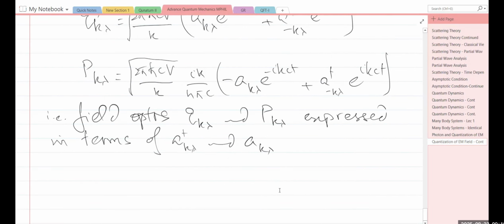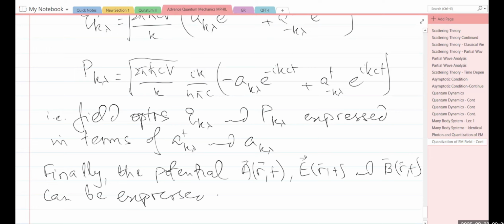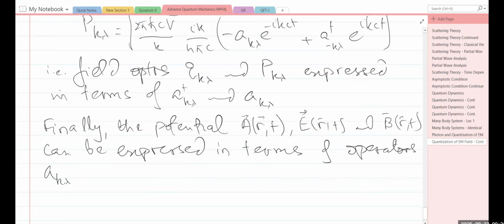Therefore, finally, we had three variables, that is the potential, electric field and magnetic field, and we write them also in terms of these annihilation and creation operators. Therefore finally, the potential A of r comma t, E of r comma t, and B of r comma t can be expressed in terms of operators a_k lambda dagger and a_k lambda. And so what will the equations be?